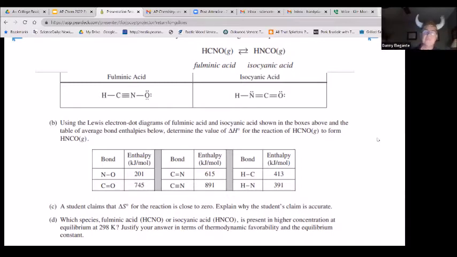Now, y'all, if you haven't heard delta G before, you can answer part D. It's okay. You'll get there. You'll get to delta G stuff. But if you can't answer D, that's okay. But let's write down everything that we need to know to answer this question.